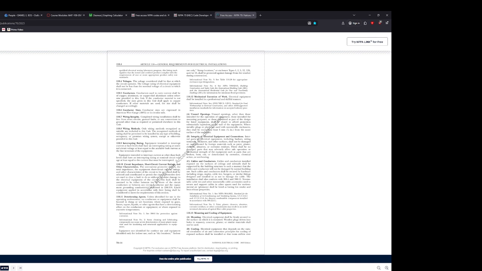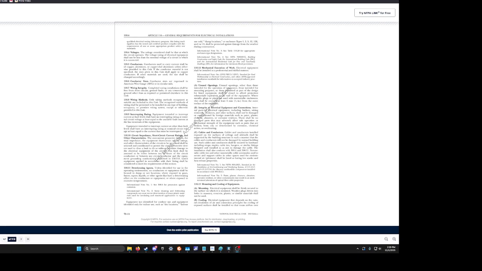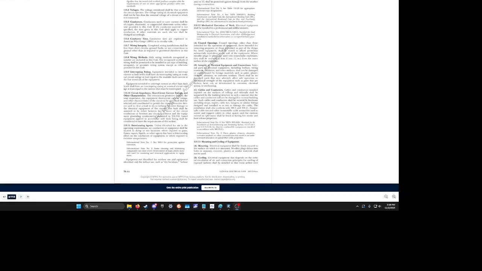Mechanical execution of work. Electrical equipment shall be installed in a professional and skillful manner. That's 110.12. We should all know that. Unused openings. That is something we have talked about in the lab. That's just stating that unused openings, other than those intended for the operation of the equipment, shall be closed. So close unused openings. That's why we have knockout plugs.